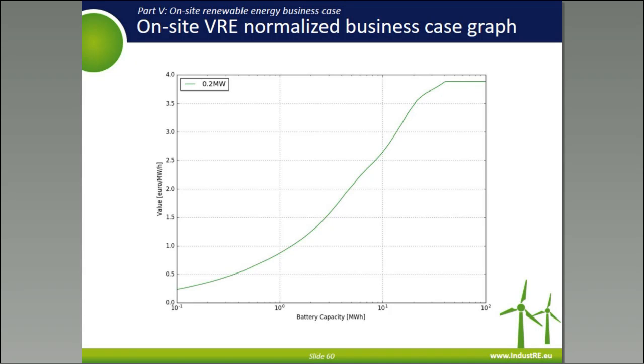By doing so, you start making the same optimizations again, and on the horizontal axis you see again the battery capacity increasing from a very small battery here to a big battery there, and you see that the value you can achieve is in the range between 25 cents and €4 per megawatt per hour. Very important to mention here is that this graph is made for a fixed load of 0.2 megawatts. And that's quite important because you will see in the next slide that if you change that fixed load, this graph will change significantly.